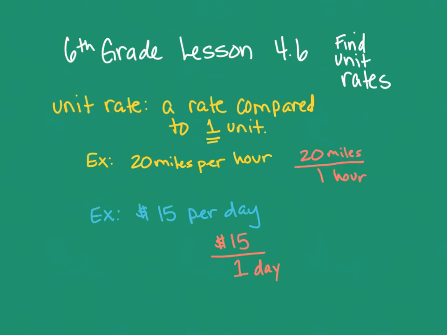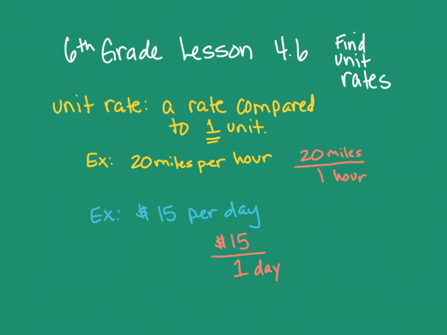Sixth grade lesson 4.6 is finding unit rates. Unit rates are a rate compared to 1 unit. We use these a lot in our world. For example, we talk about how fast we're going as a rate, 20 miles per hour. That is a unit rate because hour is singular.